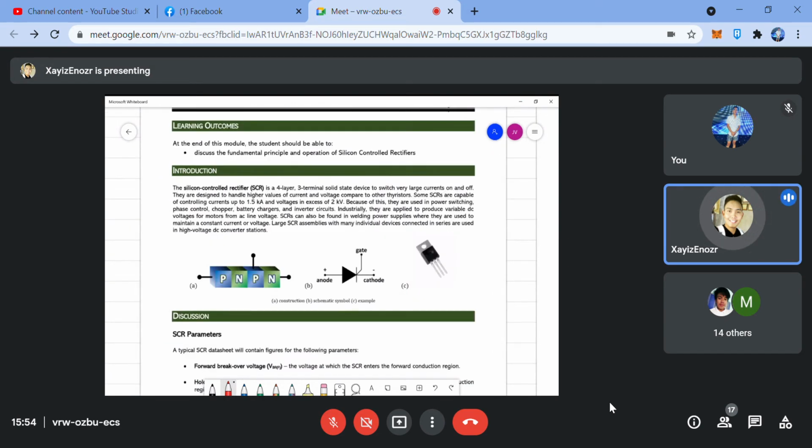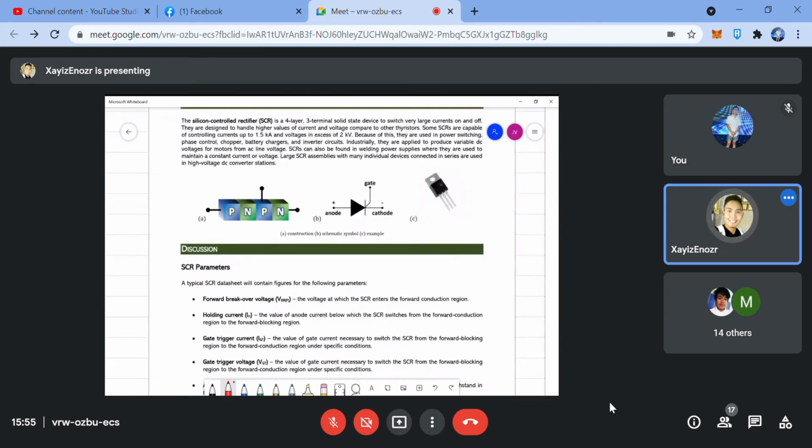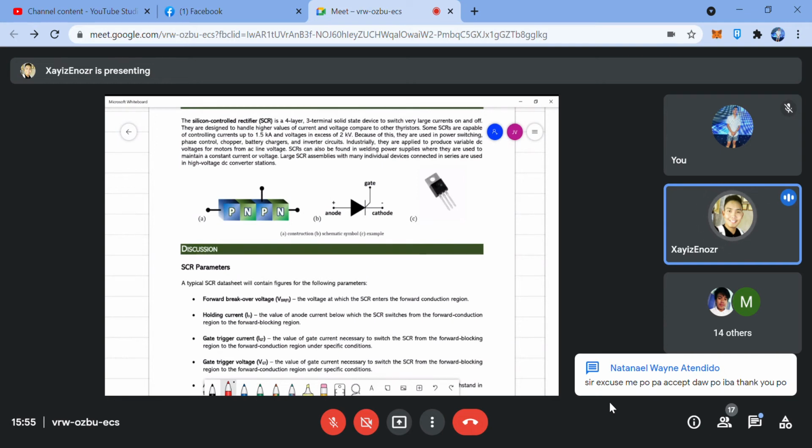So yung SCR, unlike kay diode na may 2-layer na semiconductor material, kay transistor na 3-layer, si SCR or the thyristor has a 4-layer semiconductor material. So ito, PN yung kanyang semiconductor arrangement. Di ba? Kay diode, PN lang. Kay transistor, NPN or PNP. Then kay SCR, we have PNPN. So meron kang 4 na layer ng semiconductor device.